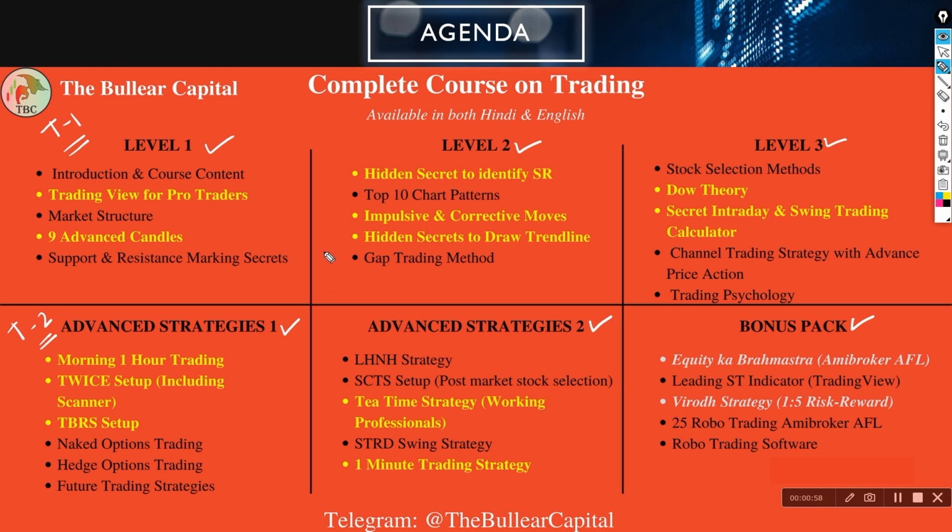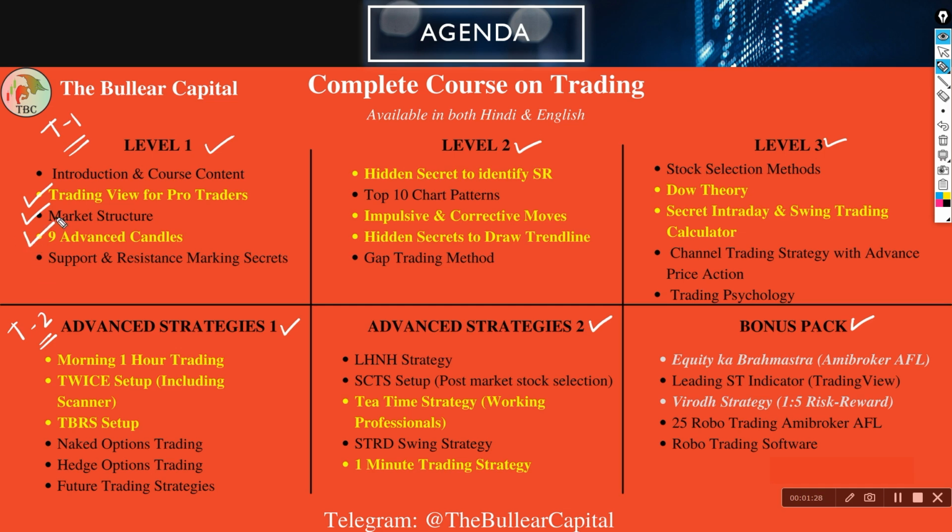In the first level, you will learn about TradingView for pro traders. This chapter or this concept is specifically for those who want to know how to use TradingView and how professional traders use TradingView. We will also look at market structure. We will learn about trends, how the market goes, how to identify different types of trends, and a few other things. Moving ahead, we will learn about 9 advanced candles.